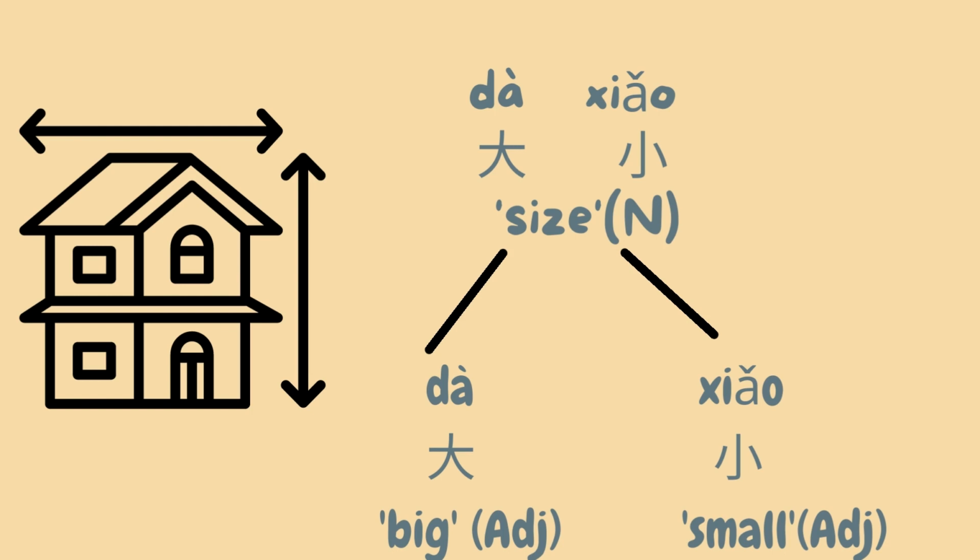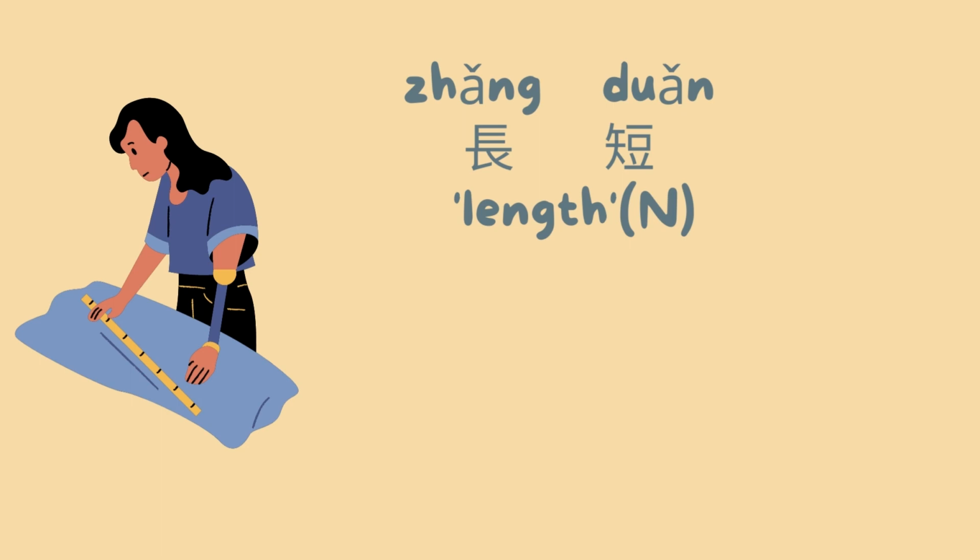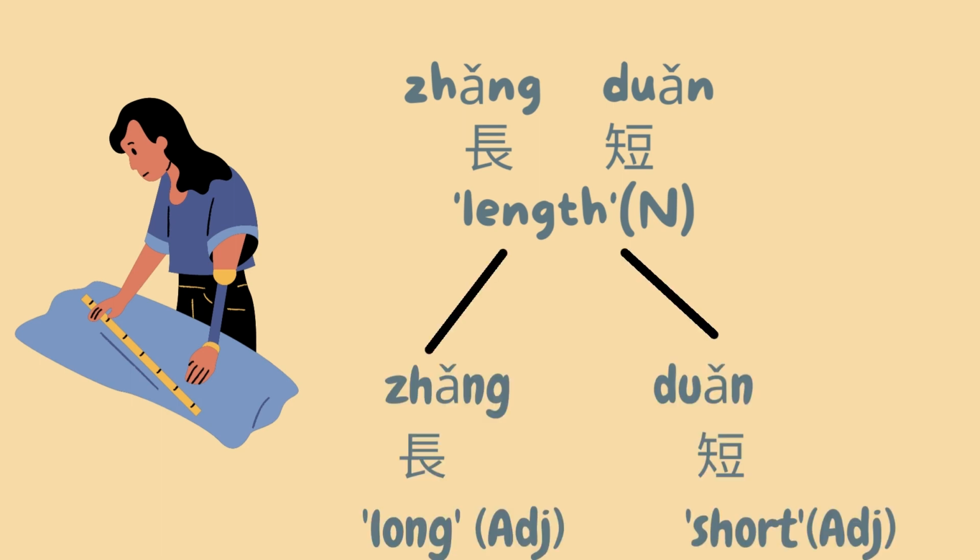The constituent characters 大, big, an adjective, and 小, small, an adjective, are antonymous. The meaning of the word they form is the combination of the two characters that make it up. Size, a noun. Next one, 长短, length, a noun. The constituent characters 长, long, an adjective, and 短, short, an adjective, are antonymous. The meaning of the word they form is the combination of the two characters that make it up.